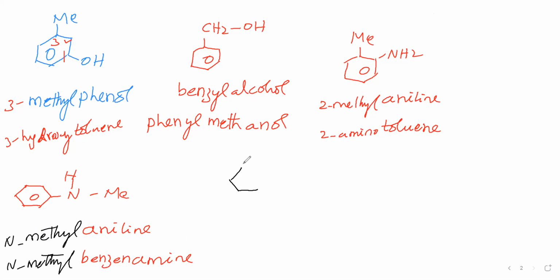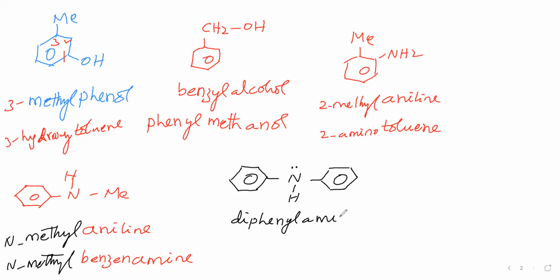Next we will take this phenyl ring, this NH, this phenyl ring. Okay, this is phenyl, therefore we can call this one as a diphenyl. This NH we will call it as amine. This is phenyl, it is phenyl, therefore diphenyl. This NH we will call it as an amine, diphenyl amine.